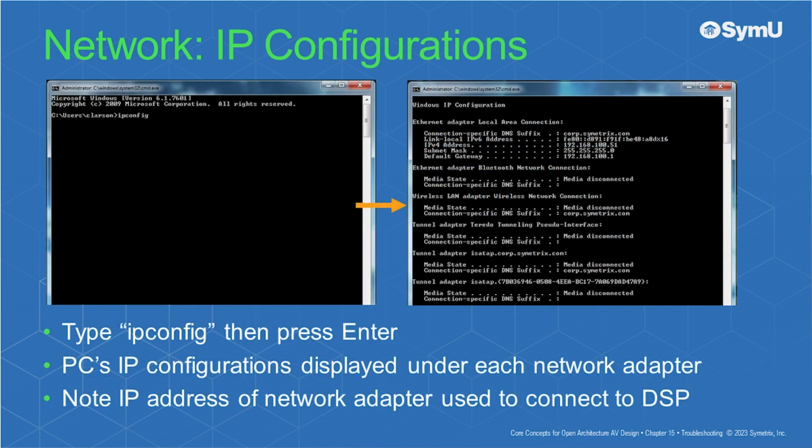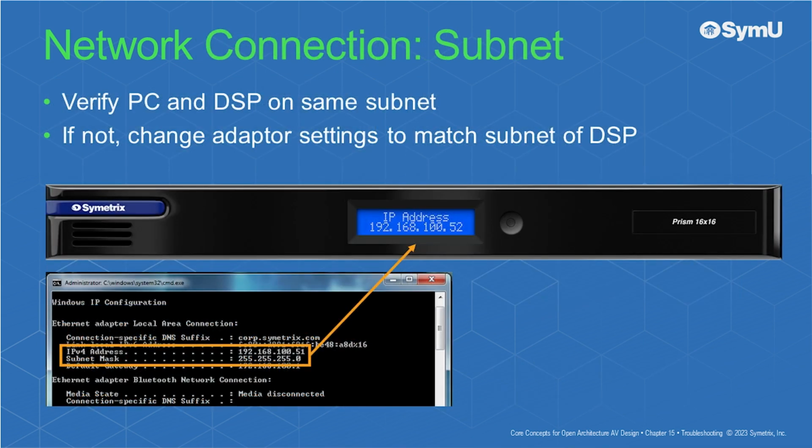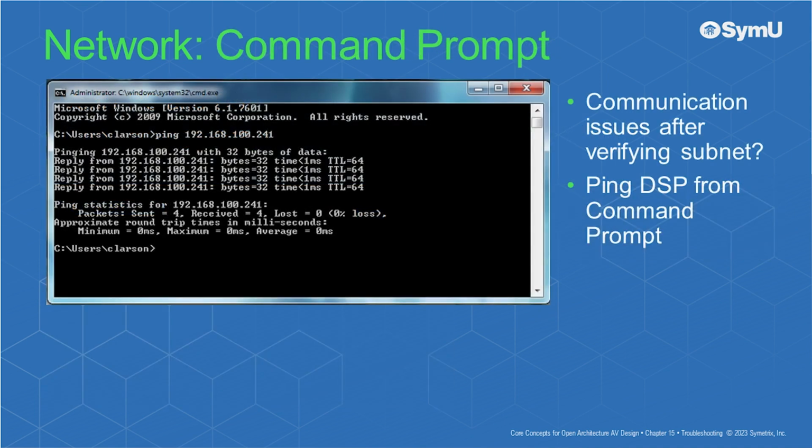Type ipconfig, then press Enter. The PC's IP configurations will be displayed under each network adapter. Note the IP address of the network adapter being used to connect to the DSP. Now verify the PC and the DSP are on the same subnet. If not, change the adapter settings to match the subnet of the DSP. If there are communication issues after verifying that the subnets are the same, ping the DSP from Command Prompt.